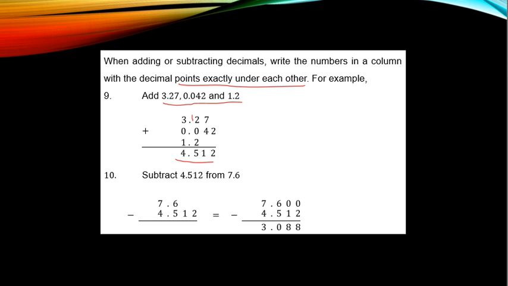Okay. Example 10. Subtract 4.512 from 7.6. This kind of question, you are asked to take one from the other. So the one you are taking from is usually larger, which you write first. So you have 7.6. You arrange 4.512 under it such that the point must be in the same position. So you have it in this form. For you to subtract, it's advisable that you fill the empty spaces with 0. So you fill here with 0, 0.